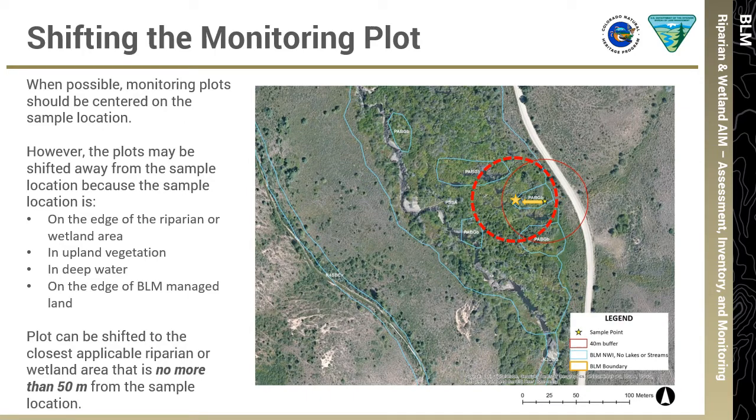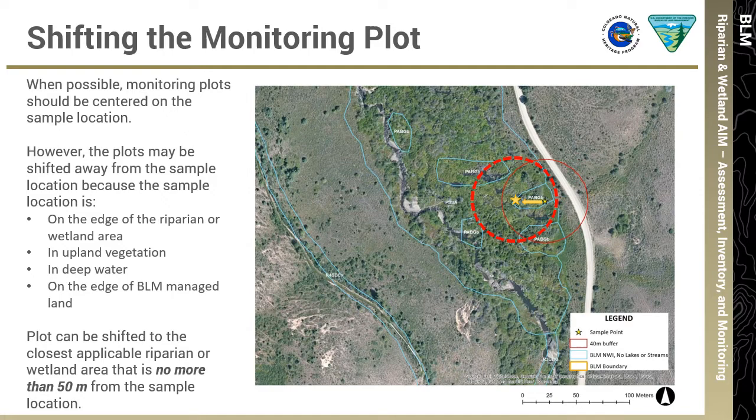Most randomly selected sites are selected from National Wetland Inventory or NWI mapping, the only comprehensive wetland mapping data in the United States. Some NWI data are over 30 years old and not very precise. It is not uncommon for the boundary of the NWI polygon to be slightly off from the actual wetland on the ground. Points drawn from this mapping may be in upland areas close to wetland features. If necessary, a monitoring plot can be shifted to the closest applicable wetland or riparian area that is no more than 50 meters from the sample location.